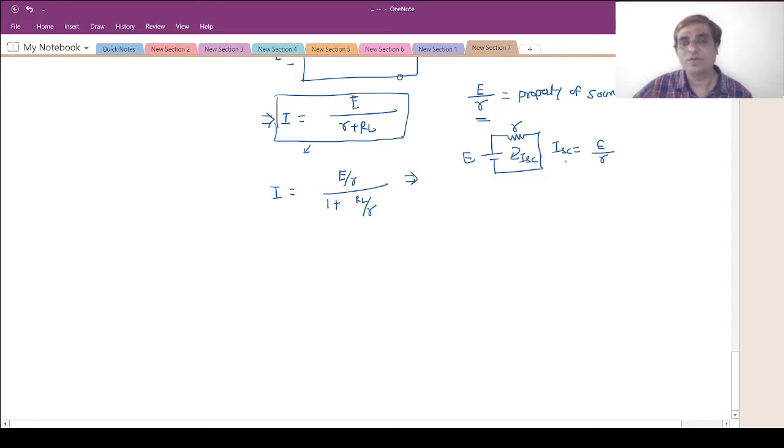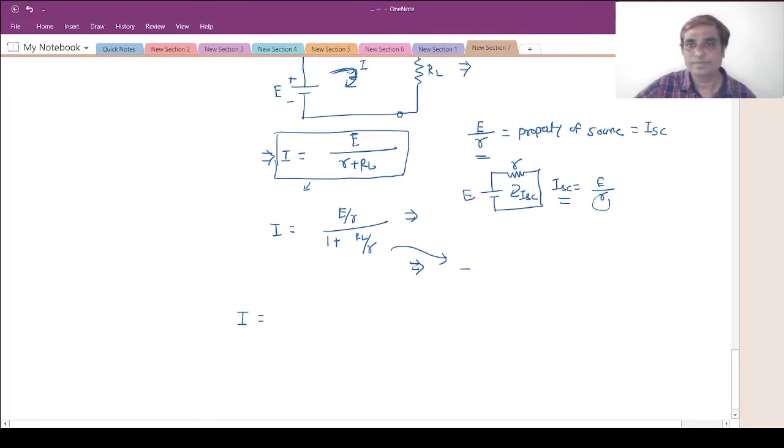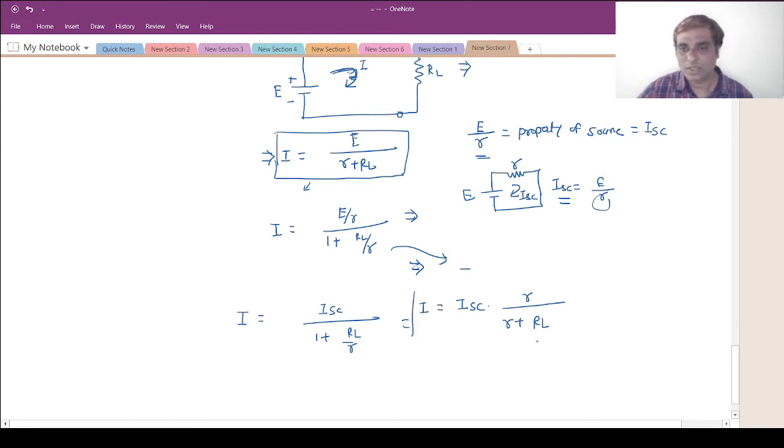Now we can observe that ISC will be fixed because of the fixed value of E and R also. So with this, I can write it as E by R, which we have declared as ISC, upon 1 plus RL upon R. Let me solve this, so it will be short circuit current into R divided by R plus RL, which will be my I.